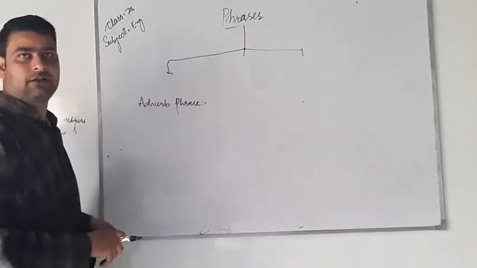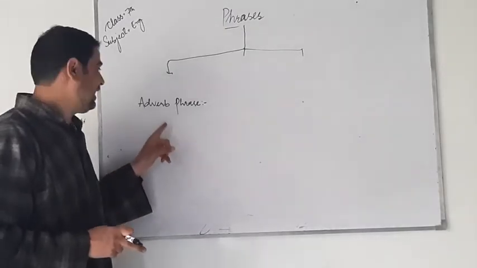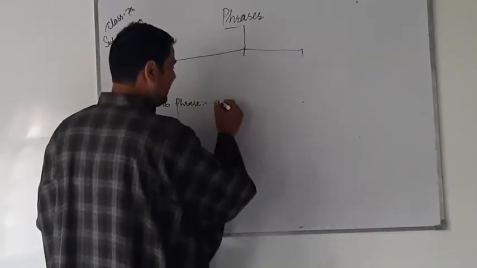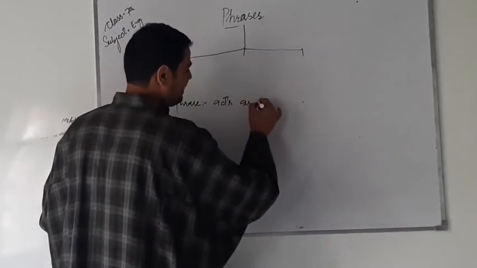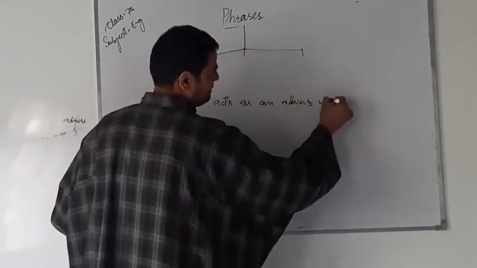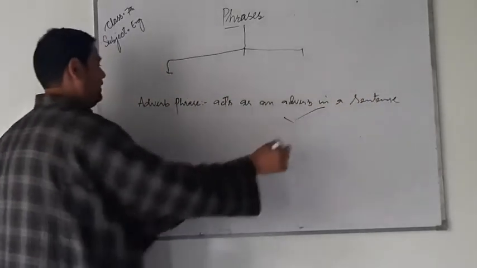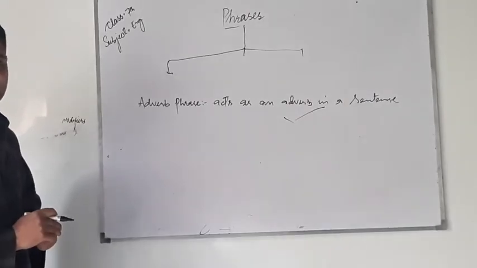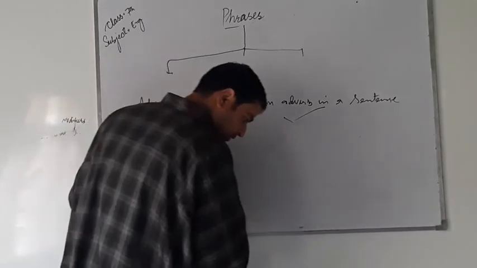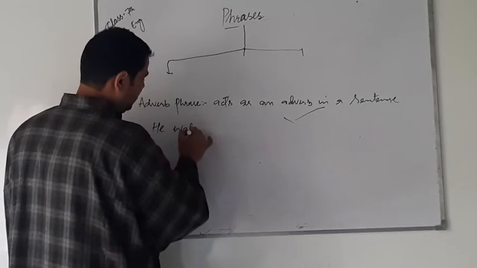This is second. Dear students, let us come to the next kind, and it is adverb phrase. What is an adverb phrase? When a phrase acts as an adverb in a sentence, it is termed as an adverb phrase. I will give an example. He walked in a slow manner.